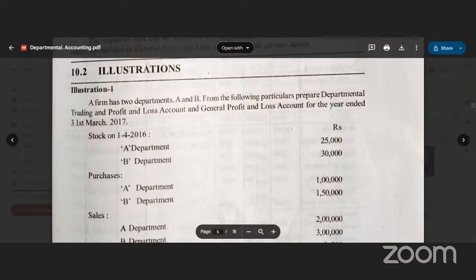For each department he might have allocated some space in the building. For each department he might have appointed some staff, and for each department he is using some furniture. For each department he is using current, that is power. Similarly, for each department he makes some purchases and department wise sales will go.